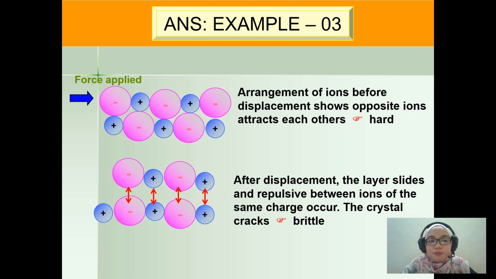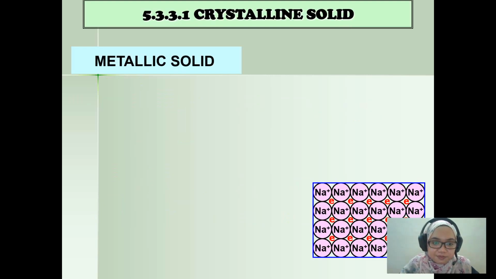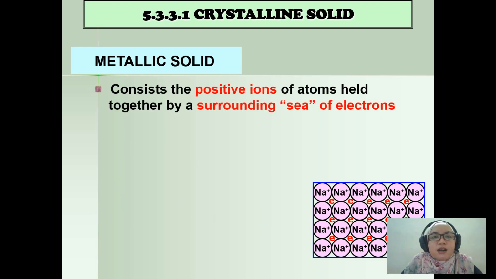Sebab apa? When force is applied onto this ionic solid, the layers will slide and make the ions of the same charge repel each other, so they can crack. Alright. Now, kita nak pergi pula to metallic solid. Metallic solids consist of positive ions of atoms held together by a surrounding sea of electrons.